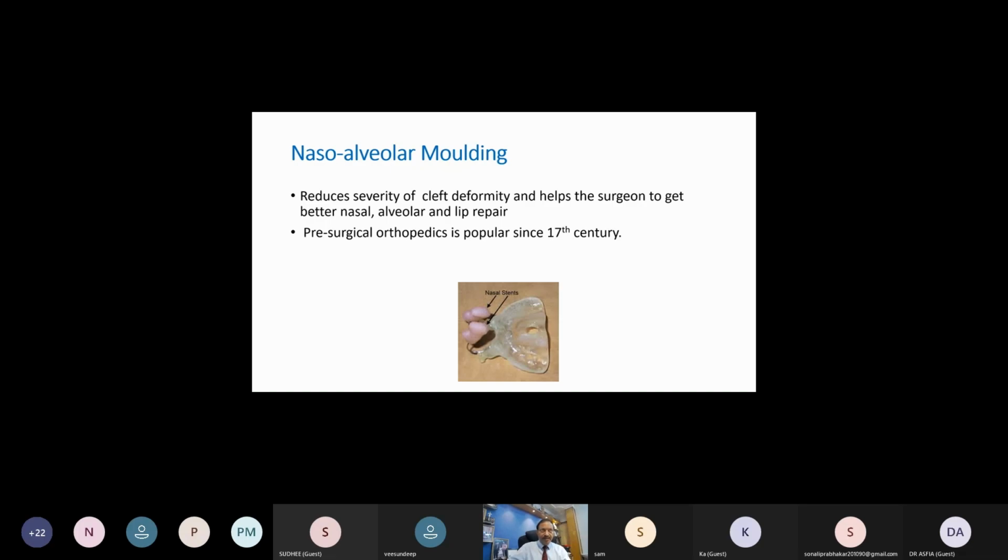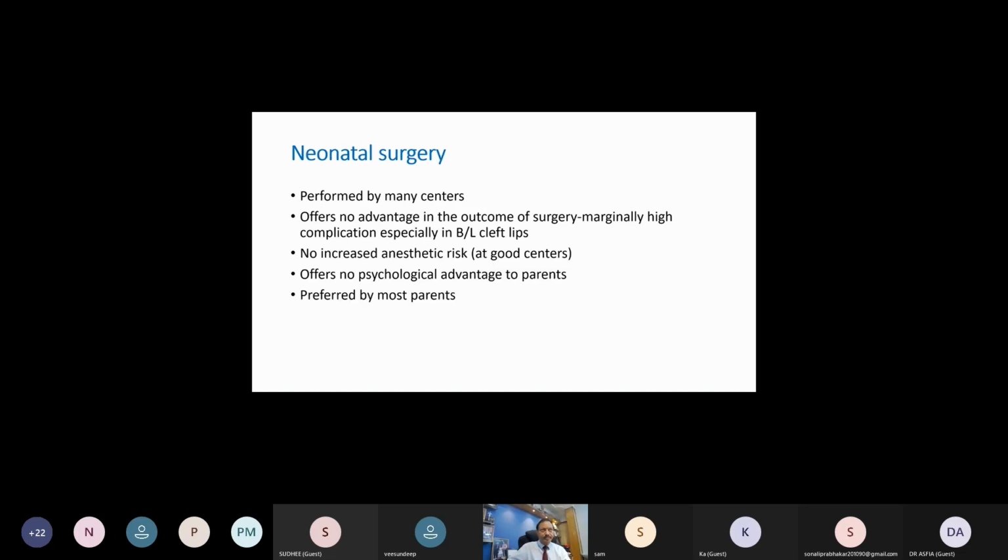Nasal molding can be done. It reduces severity of the cleft deformity and helps the surgeon to get better nasal, alveolar, and lip repair. And pre-surgical orthopedics can also be done. But even if you do not have these facilities, go ahead, you can produce equally good results.